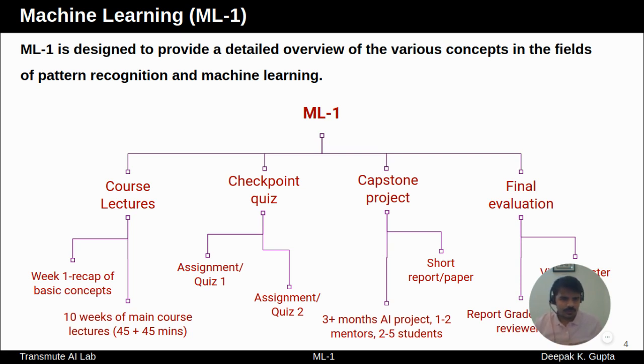There will be a capstone project which will run in parallel to the course. The students will be divided in batches of 2 to 5. Each group will work with a mentor, and they will need to work on an AI project for roughly 3 months, and then they need to compile a short paper out of it. This short paper will also form a part of the assessment. Finally, the report will be graded, and there will also be a virtual poster session where all the groups will present their work. That will conclude this course.